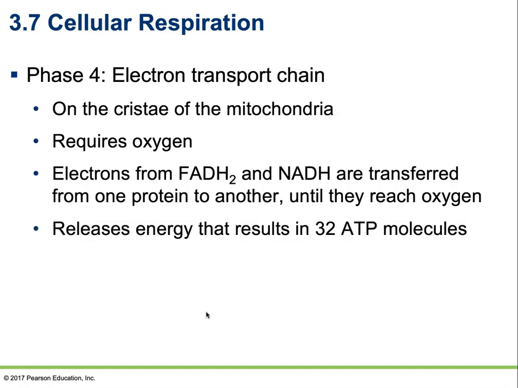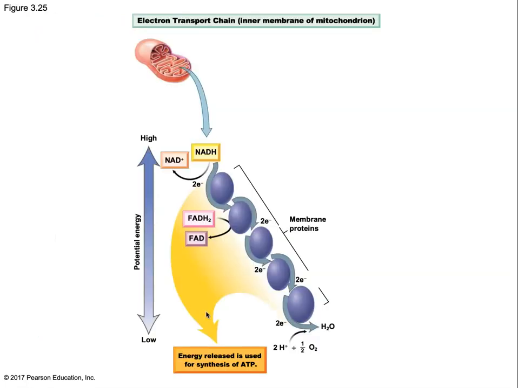As they're doing this, they're going to be releasing a butt ton of ATP molecules. If you remember, how many ATP did we get out of glycolysis? We got 2 net ATP. How much did we get out of the Krebs cycle? Nothing. How much did we get out of the Krebs cycle? 2 ATP. Here is the moneymaker. Here's where we get all of our ATP.